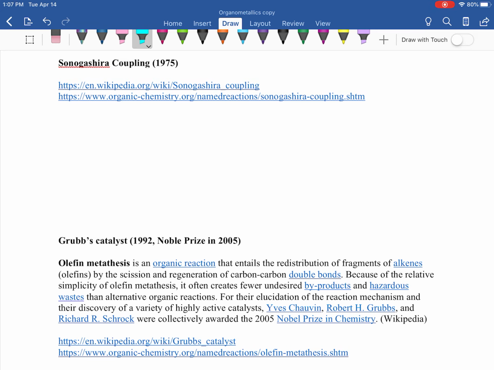So that's awesome. And then a Sonogashira coupling. We're only going to do two more, so I don't want to get you too saturated with your metals. Get it? That was a little metals joke.